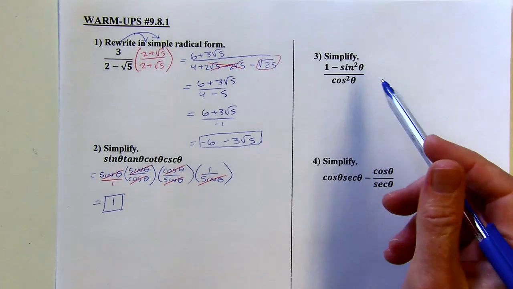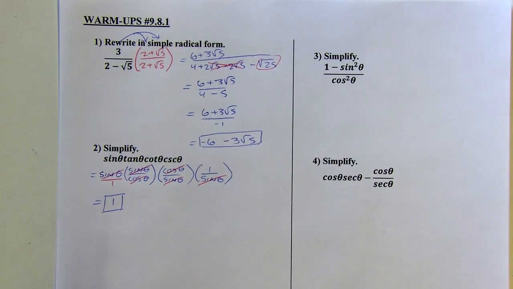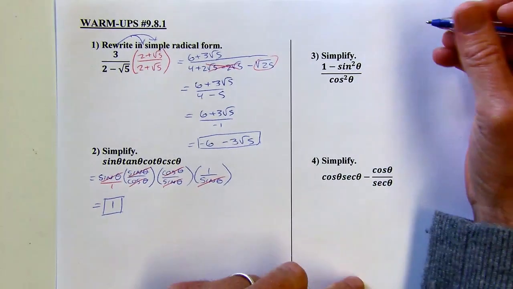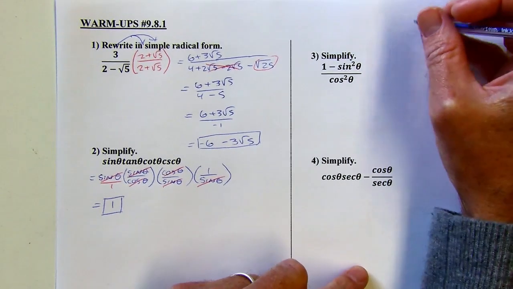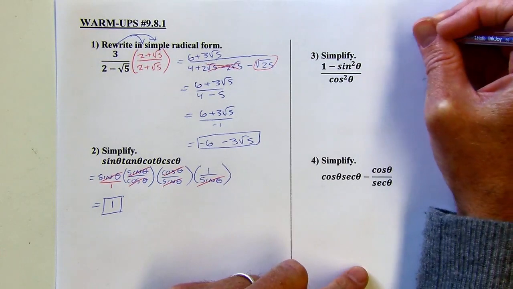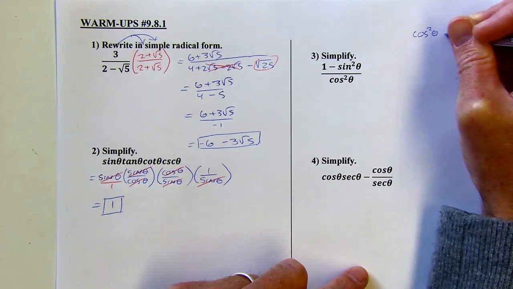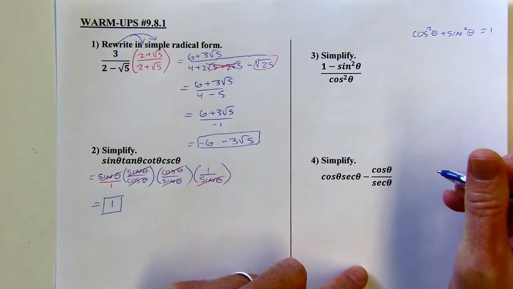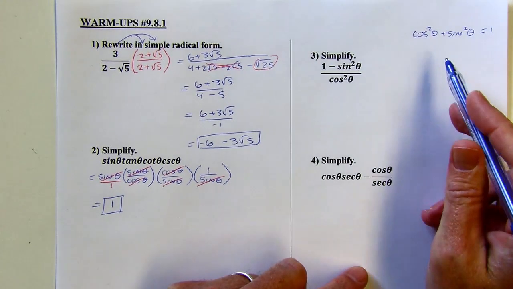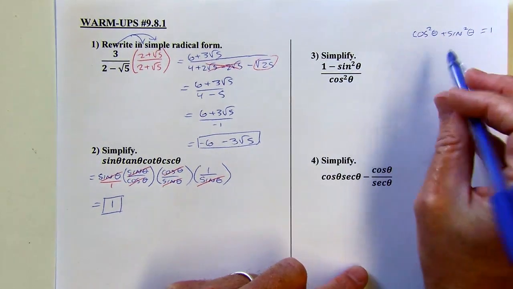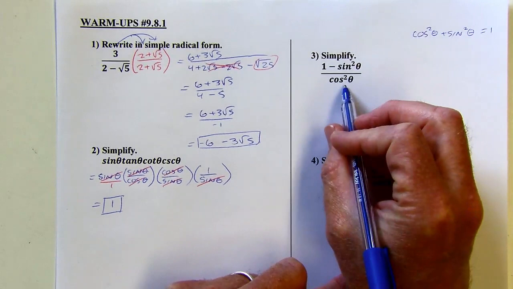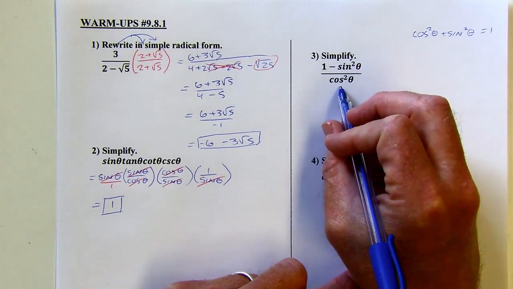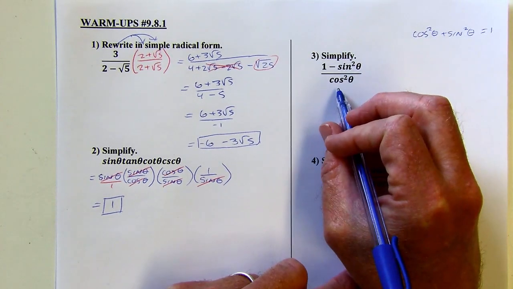All right, next up, in this one I've got some squared terms. So the first thing I would think is, well, maybe I can do something with one of the Pythagorean identities. So I'd want to use the one that uses sine and cosine. And that says that cosine squared theta plus sine squared theta is equal to 1. So I can play around with this a little bit. So I could solve this for cosine squared so that I can swap that denominator out with something.